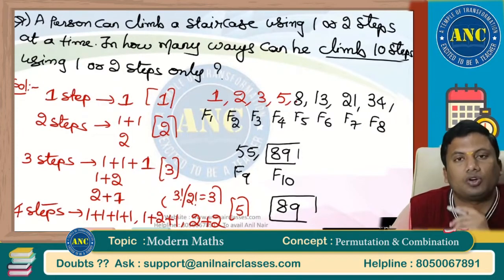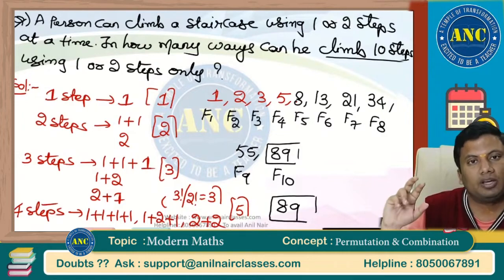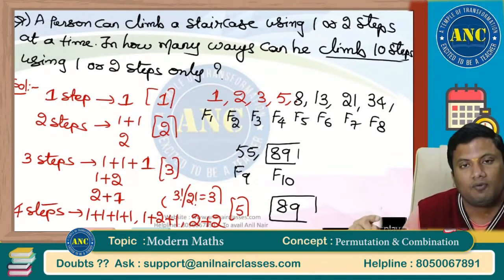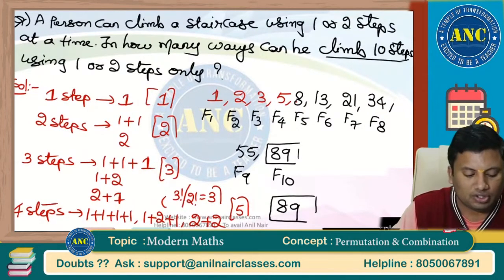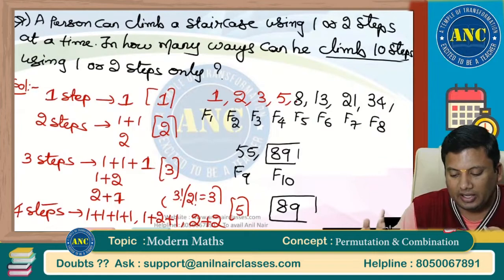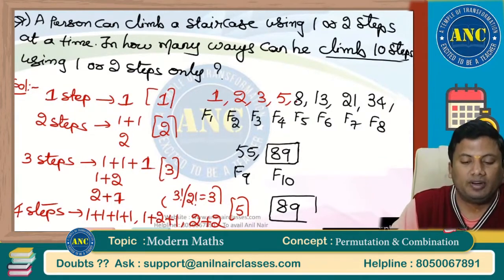Very, very good question. By using the Fibonacci series, we can solve the question very easily. Only 1 step is 1 way. 2 steps by using 1 or 2 steps is 1 plus 1 and 2. 3 steps will be 1 plus 1 plus 1, 1 plus 2, 2 plus 1. 4 steps are 4 ones, 1 plus 2 plus 1 and 2 plus 2. 5 steps and so on. So 10 steps will be 89.